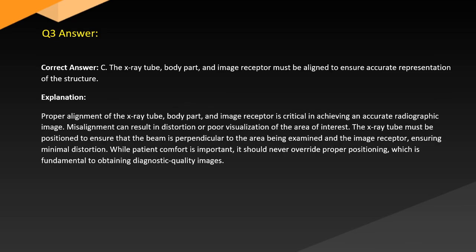Answer. Correct answer: C. The X-ray tube, body part, and image receptor must be aligned to ensure accurate representation of the structure. Explanation. Proper alignment of the X-ray tube, body part, and image receptor is critical in achieving an accurate radiographic image. Misalignment can result in distortion or poor visualization of the area of interest. The X-ray tube must be positioned to ensure that the beam is perpendicular to the area being imaged and the image receptor, ensuring minimal distortion. While patient comfort is important, it should never override proper positioning, which is fundamental to obtaining diagnostic quality images.